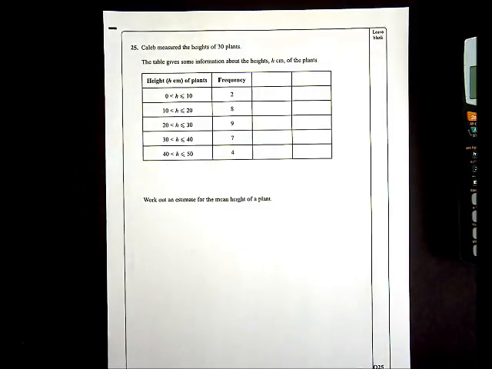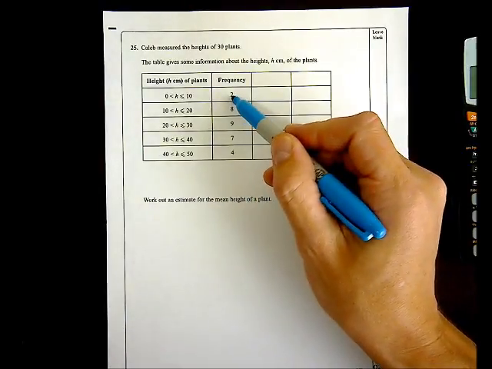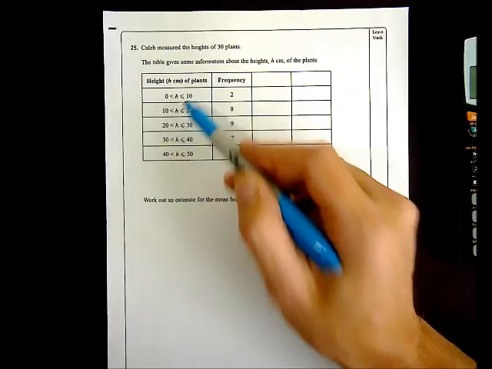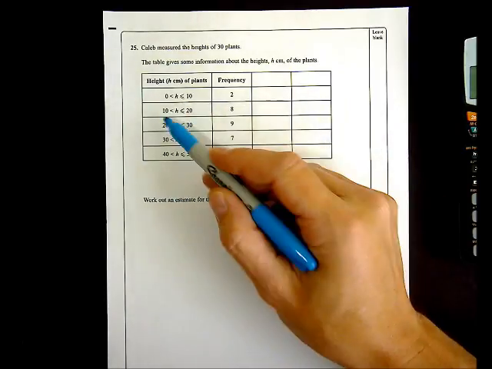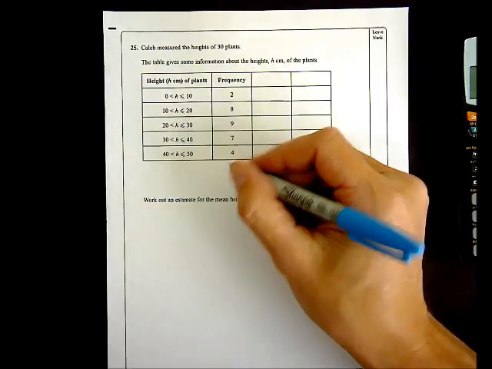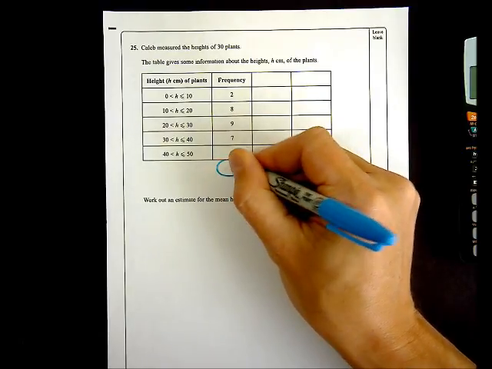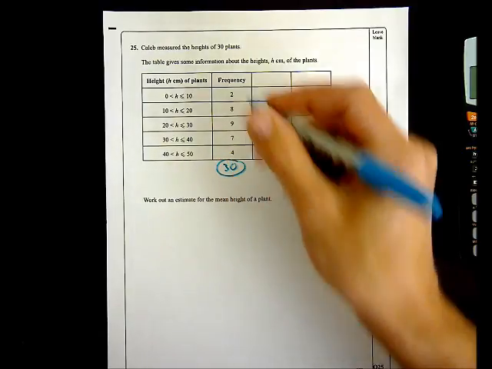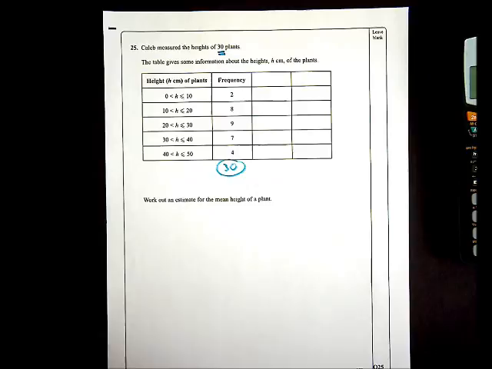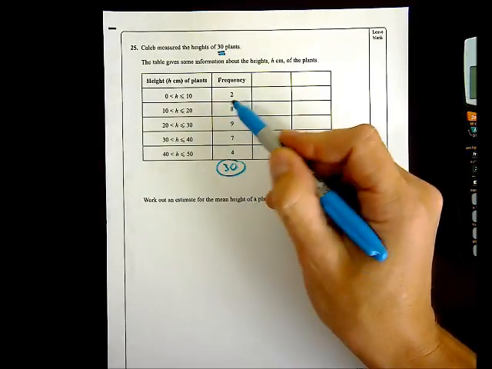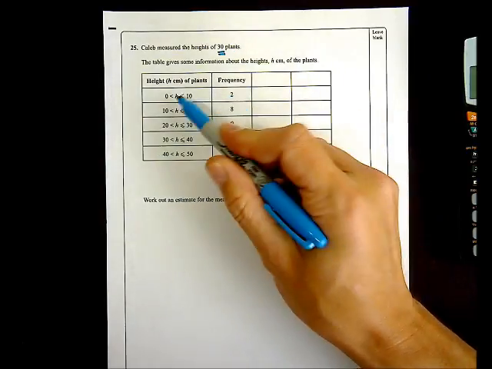On question 25, I'm told that Caleb measured the heights of 30 plants, and that information is summarised in the table. So I've got 2 plants that have got a height of between 0 and 10 centimetres, a further 8 plants with a height of between 10 and 20 centimetres. And if I add this column up, I'm going to get the 30 plants that I'm told about in the question up here. So the first thing I need to do is come up with an estimate for the height of these 2 plants that are between 0 and 10.